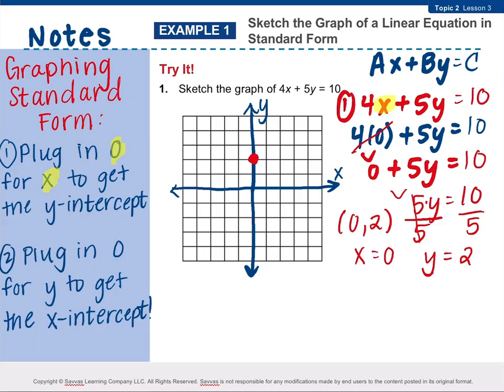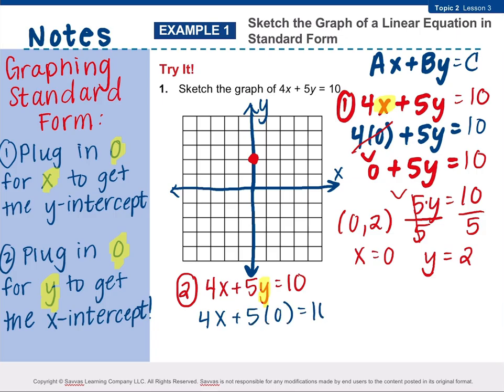Nice. So I'm going to do the same thing again. Step 2, maybe I'll write down here. But now instead of substituting in 0 for x, I'm going to substitute in 0 for y and solve to get my x-intercept. So again, what's my equation? 4 times x plus 5 times y equals 10. So I'm going to replace y with 0. And so I'll have 4 times x plus 5 times 0 equals 10.